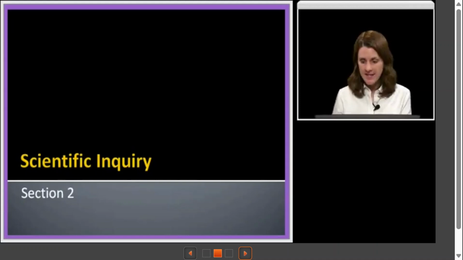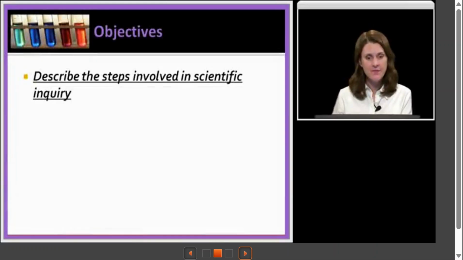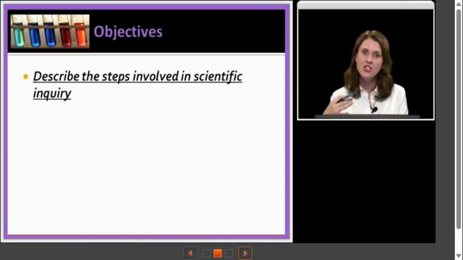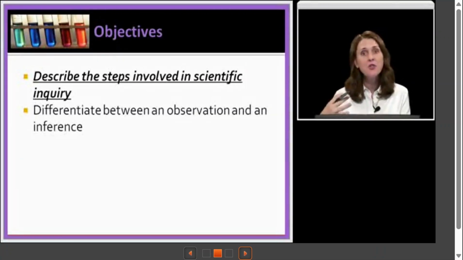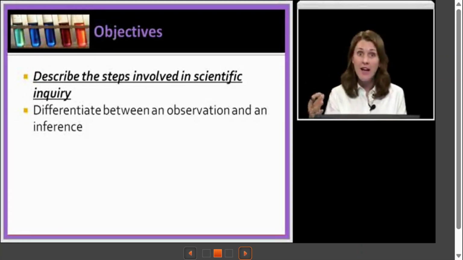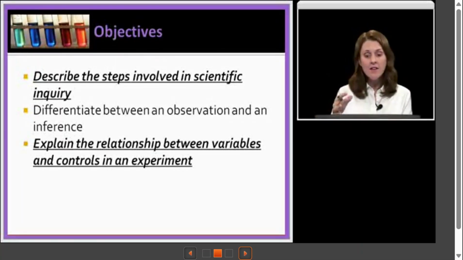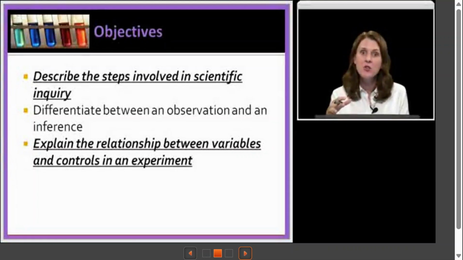So let's go ahead and take a look at our objectives. We're continuing with our discussion of the steps involved with scientific inquiry. So remember, we previously discussed, how do you form scientific observations and the difference between that and an inference. And we talked about, how do you pose questions about your observations. So now we're going to talk about, based on those observations, how do you formulate a hypothesis? And then also, how do you set up a controlled experiment?